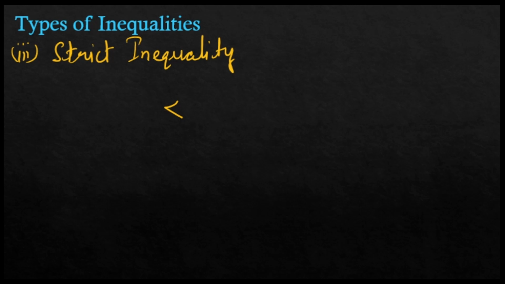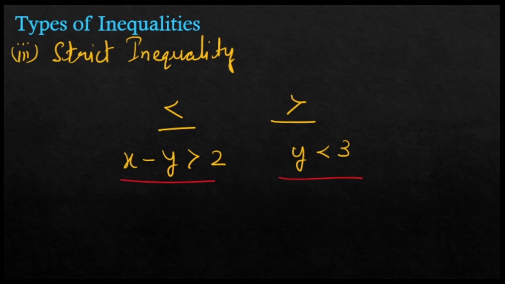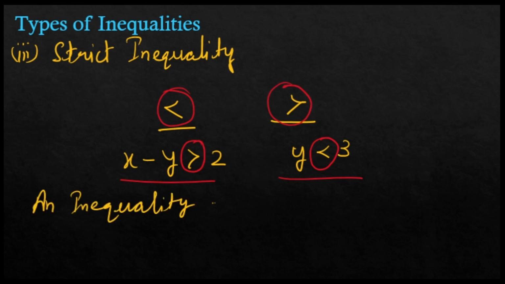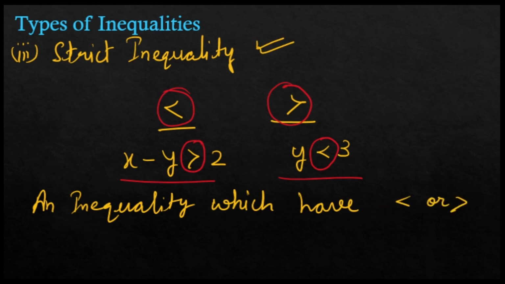Third, strict inequality. An inequality which has only the sign smaller than or greater than is known as a strict inequality. For example, in both examples we have inequality signs, whether this or this. Hence, an inequality which has a smaller than or greater than sign is called a strict inequality.